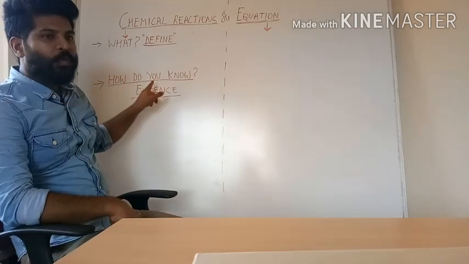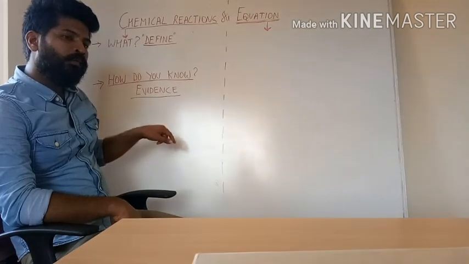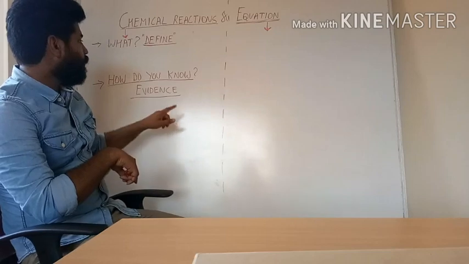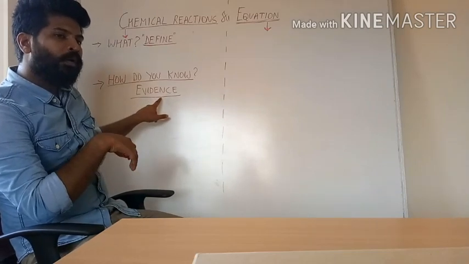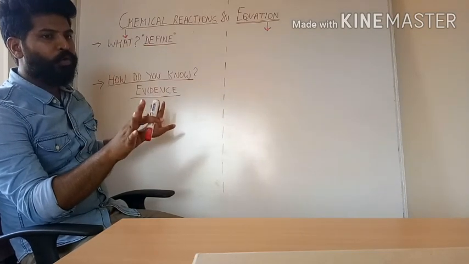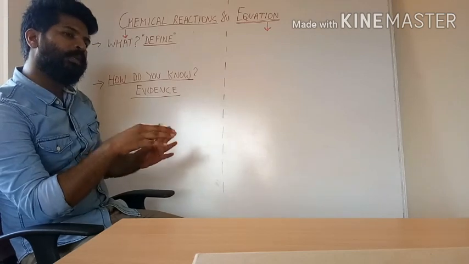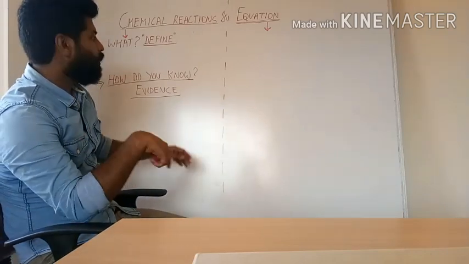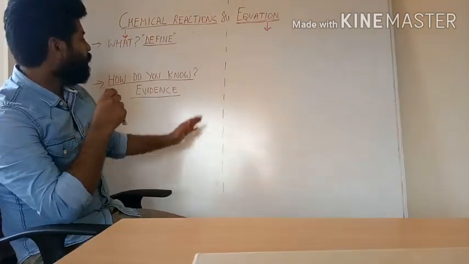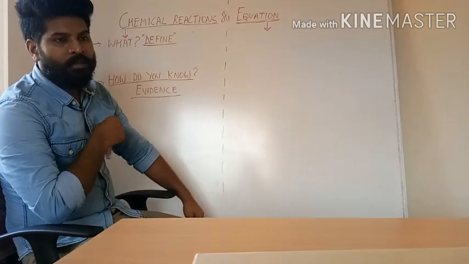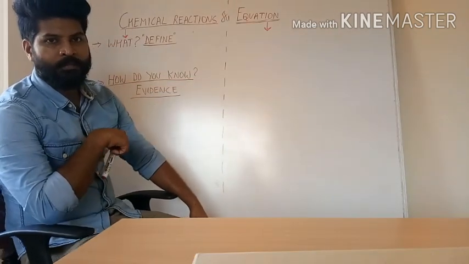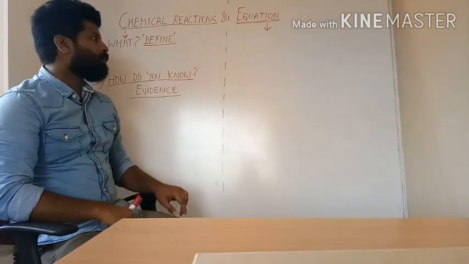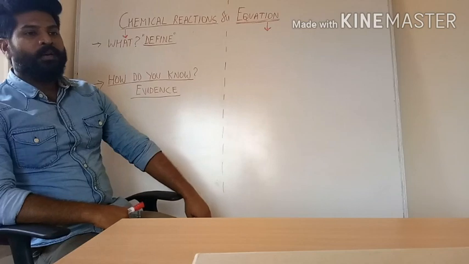Then the next question is, how do you know whether a chemical reaction has taken place or not? So, evidences for chemical reaction. And then in the next half of today's session, we'll be discussing how to write a chemical equation. So these are the three important topics. So let's get started. What is a chemical reaction?